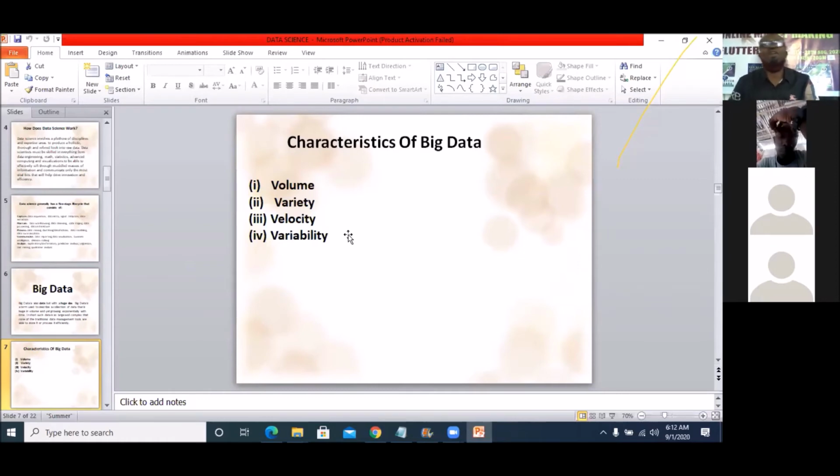Then we'll talk about velocity. Velocity is the rate at which more data is being added to the data that you already have. That is velocity. Then variability, it should be changing. The data is always changing from time to time.